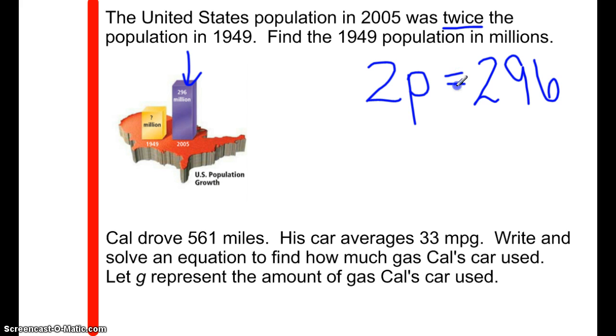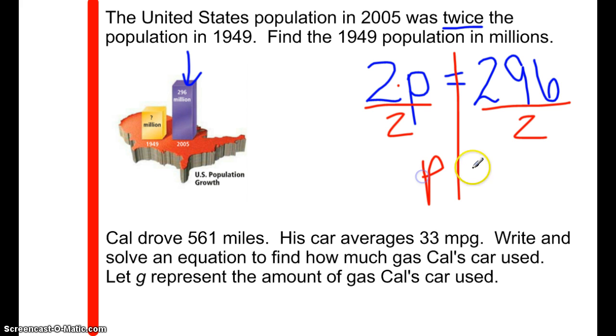How do I go about solving this? I undo that multiplication by dividing. So divide by 2. So my population in 1949 was, let's see, 2 goes into 2 one time. Goes into 9 4 times with 1 left over, so 16, 8. So half of 296 is 148. Does that make sense? 2 times 148 gives me 296. Yep. But it's not just 148 people, it's 148 million.